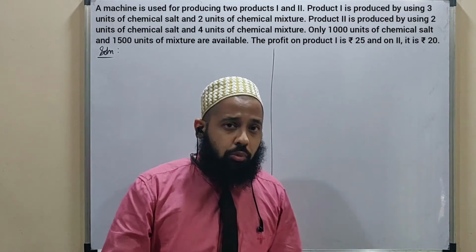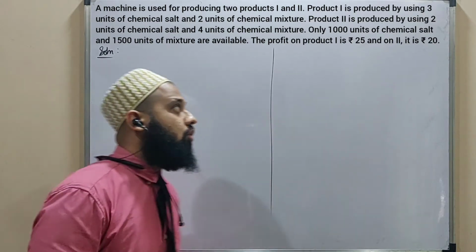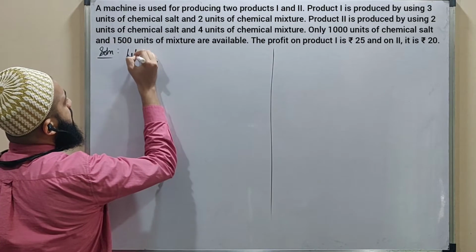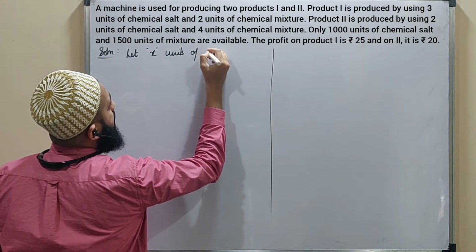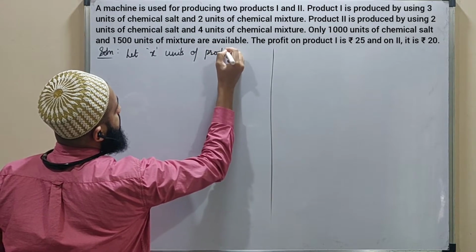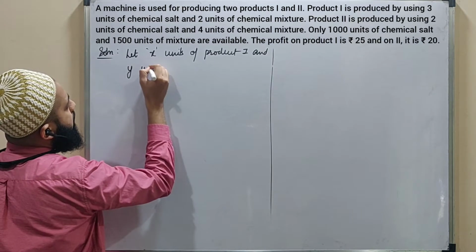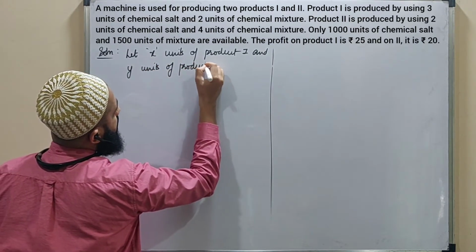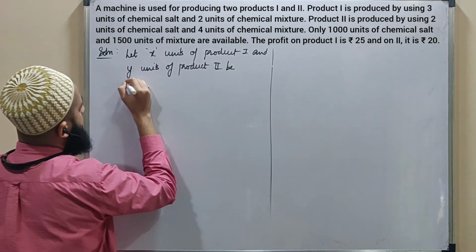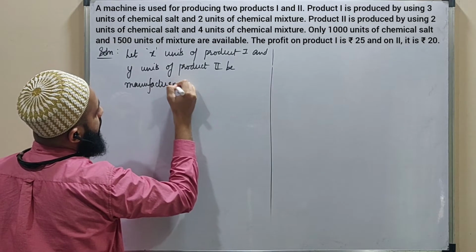So here we are talking about two products. Let their quantities that are manufactured be X and Y. So let the company manufacture X units of product 1 and Y units of product 2, and sell them. So whatever is going to be manufactured, we are assuming that is going to be sold as well.